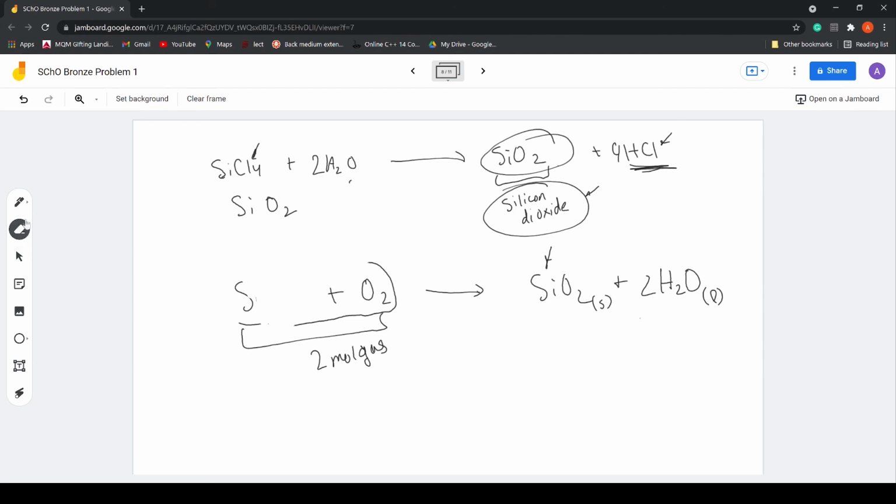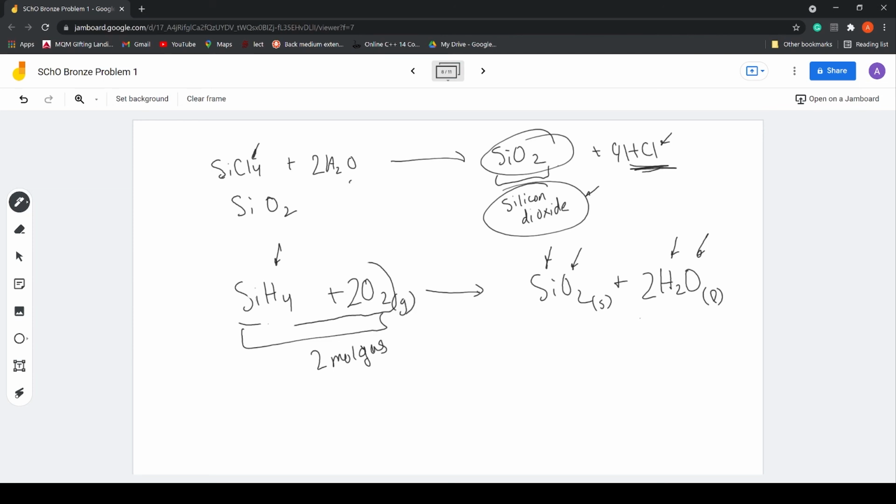We have silane, SiH4, plus our oxygen, right, goes to silicon dioxide and water. And if we balance this expression, how do we balance it? We need to balance the H's first, right? We have 4 H's on the left side, 4 H's on the right side. That makes sense. Now we want to balance our oxygens. We have 2 oxygens in the SiO2, 2 in the H2O. So we need 4 oxygens on the left side, and so we have 2 O2. So this is our reaction.